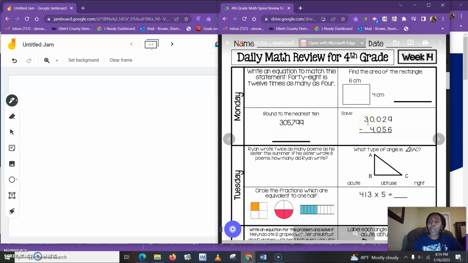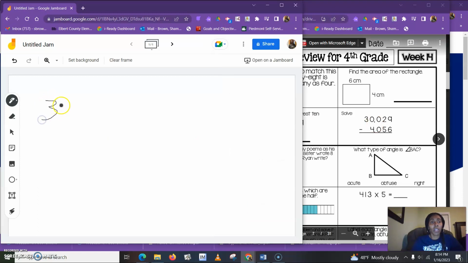The next one, you will have to subtract, and you need to stack your numbers up. So, well, it's already stacked up for you. But I'm going to go ahead and do this one since it has so many zeros, just to help you guys out. Walk you through it. Okay, so 9 minus 6.